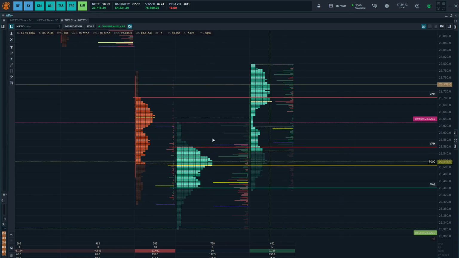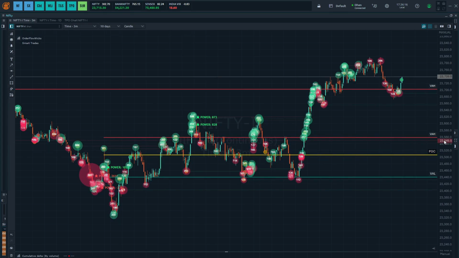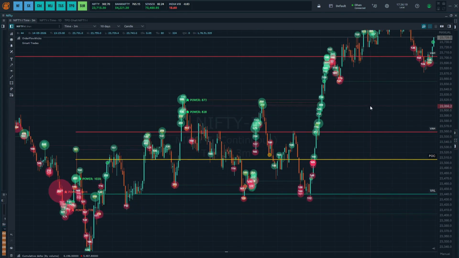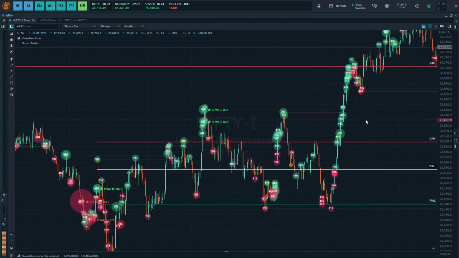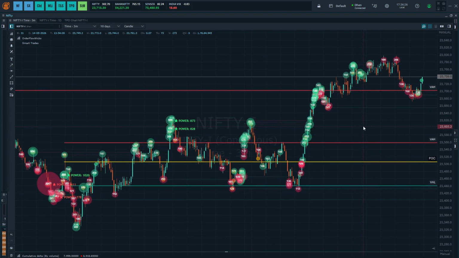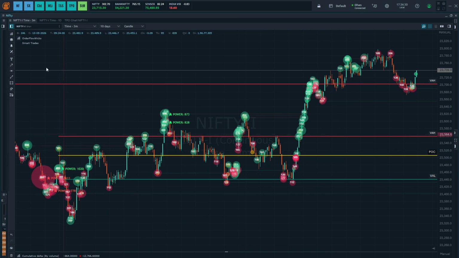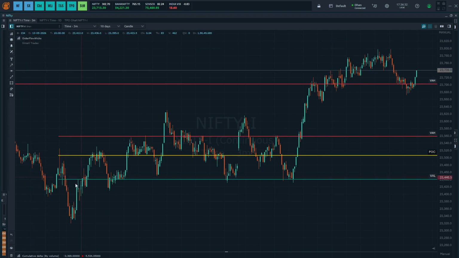Let us go into the 3-minute chart and see how the price reacted at these different levels. Before we look into today's session, let's see what happened on the previous day. Let us hide the indicator first. The market opened in this area around 23,460, went down, then swung up and down, and closed here.